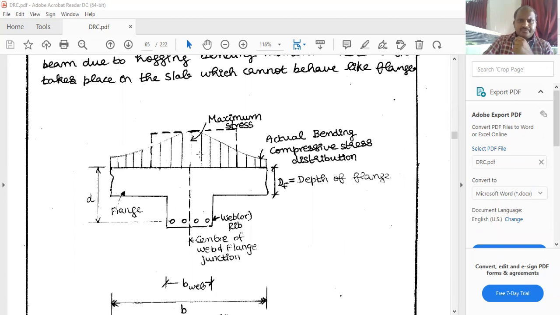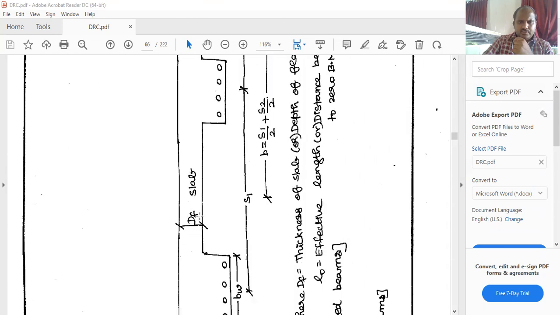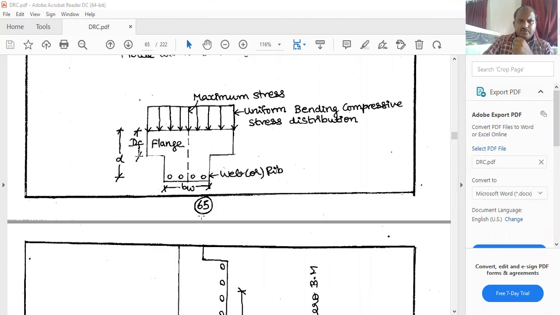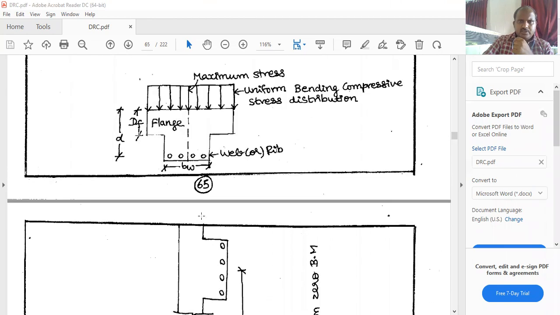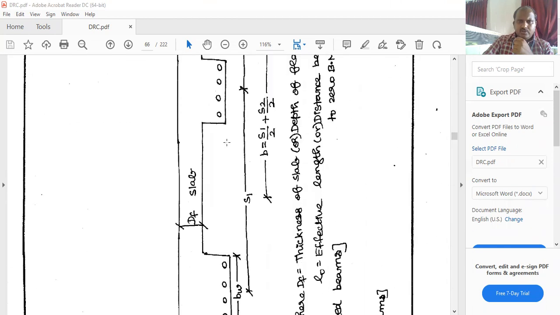At the top of the portion the maximum stress will be developed, and the actual compression bending distribution will be developed in this portion like this. So this one is the depth of the flange, and then this one is the flange and then the web. These are some pictorial examples of T-beam, and also stress distribution diagrams with various loadings, like point load, UDL, like that.